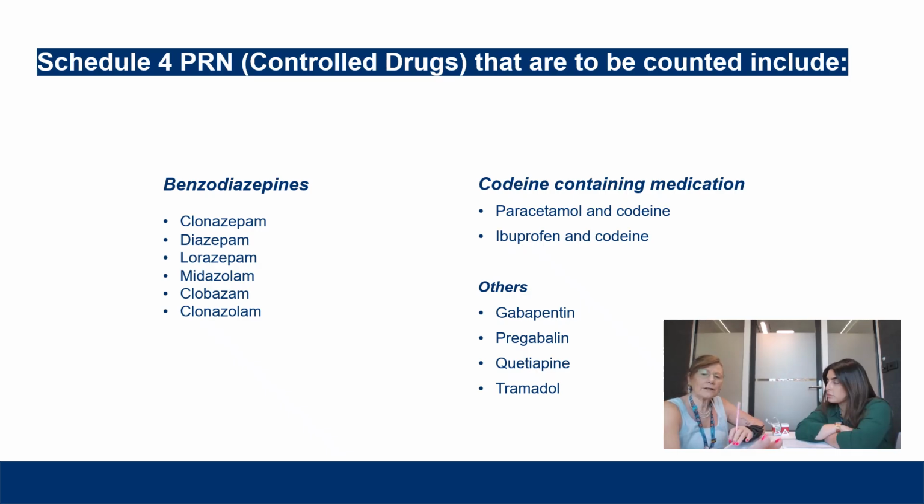And the others are things like gabapentin, pregabalin, quetiapine, and tramadol. So you'll notice that quetiapine, some of our customers are on as a regular medication, but because it's packed with other medications, we don't need to count that. It's usually in a sachet.